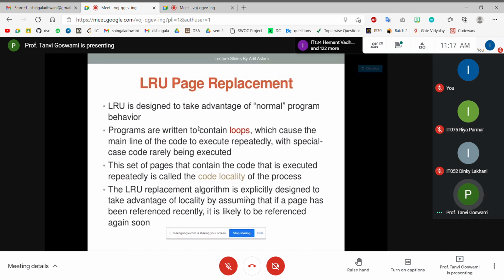Okay, so it is designed to take advantage of normal program behavior. All right? Programs contain loops which cause the main line of the code to execute repeatedly. So we are keeping those address references which have been used most of the time in the past. So for example, take loops. So what happens in loops? Some lines of code will be executed repeatedly. Okay, so we don't have to bring these pages from secondary to primary memory each and every time it is referred.